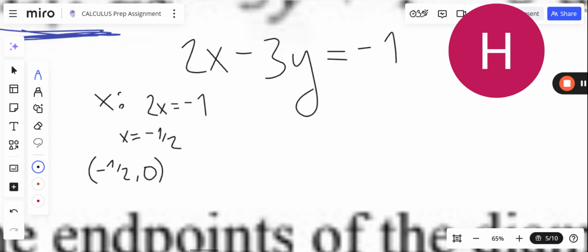So let's find the x-intercept. I'm just going to put x dot dot. And if I make y equal to 0, then I get 2x equals negative 1, which means x equals negative 1/2. So my x-intercept is negative 1/2, comma 0. That's a point on the line, and it's also on the x-axis. Now, if we find our y-intercept, we do pretty much the same thing. We're going to have negative 3y equals negative 1. So therefore, y equals positive 1/3.